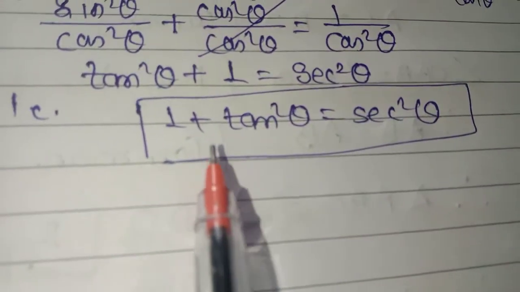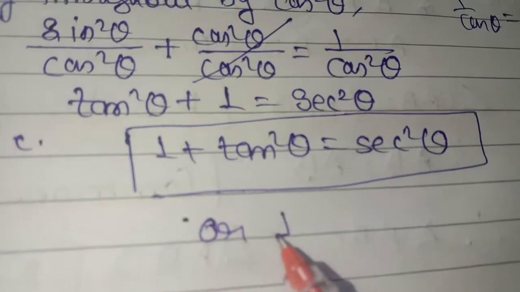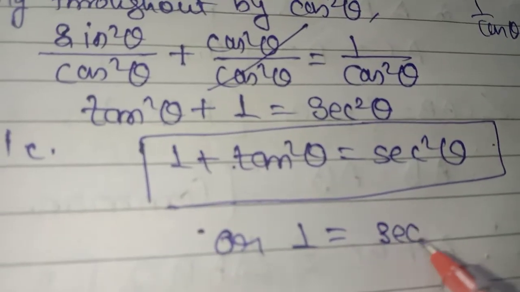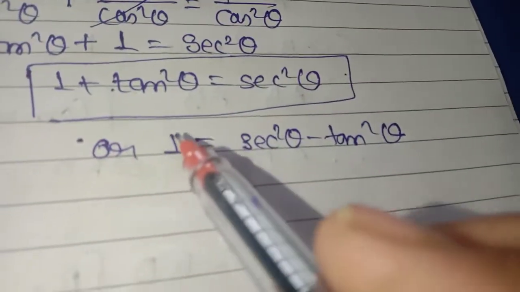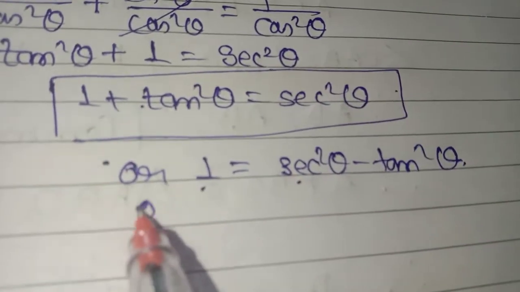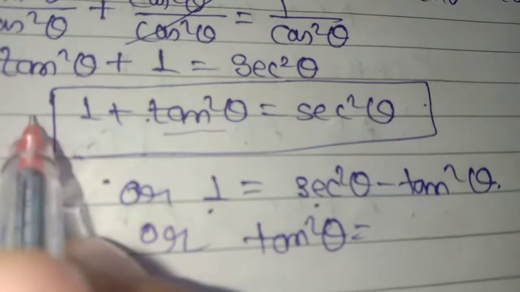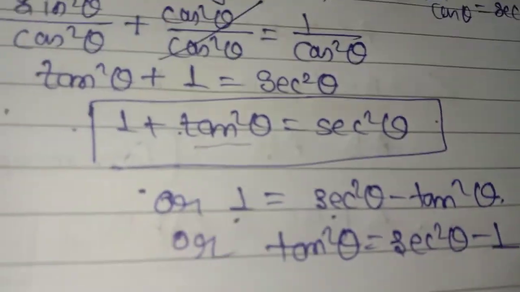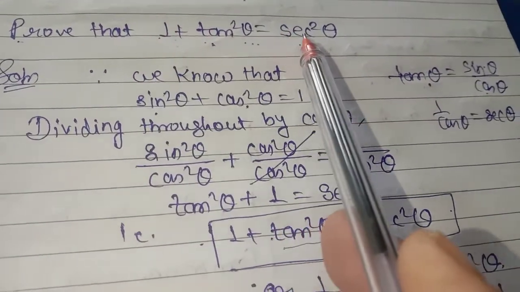Now we can use this result for some more valuation also. Like I am writing here 1 is equal to, I am just transferring tan square theta towards the right side. So what will I get here? Sec square theta minus tan square theta. That is, in place of 1, we can also put sec square theta minus tan square theta, or keep tan square theta as it is, transfer 1 towards the right side, it is sec square theta minus 1. Clear? So this is our second identity. It is 1 plus tan square theta is equal to sec square theta.